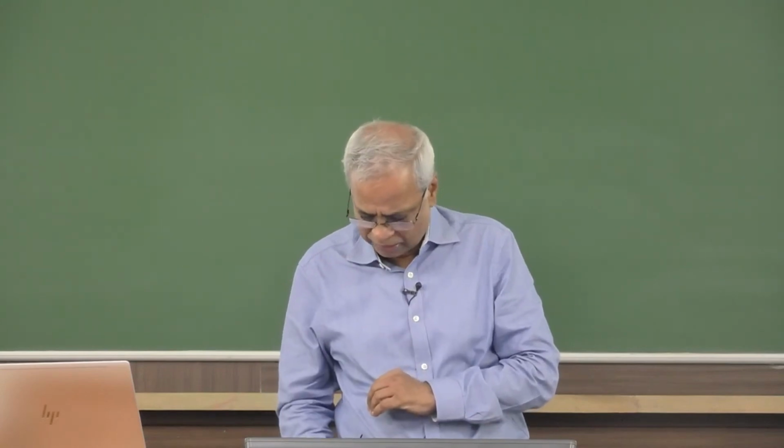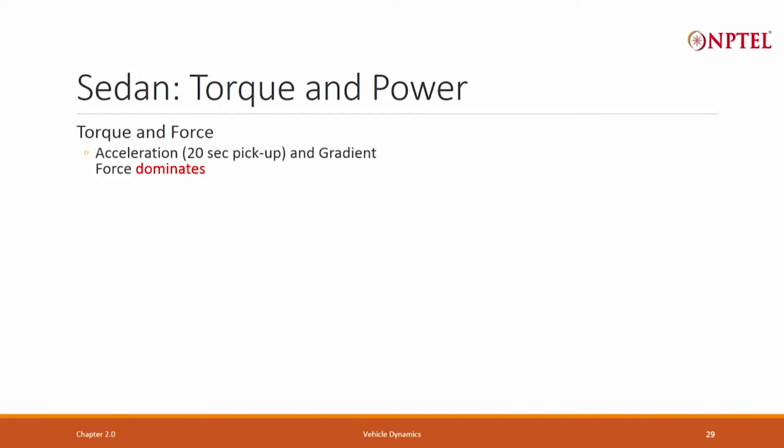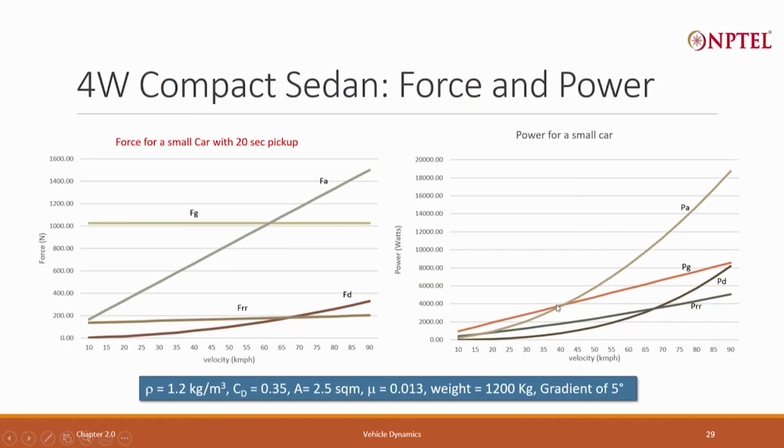Now, that is what you must keep in mind. I look at therefore again torque and force, acceleration, 20-second pickup, gradient, and gradient dominates. That is what it is. For the pickup and the torque, both things dominate. Fortunately, both of them do not come up together. So, one of the two will be there.